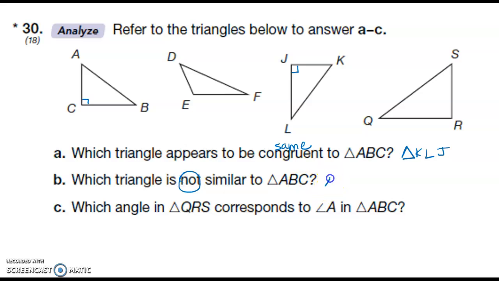Okay. Which triangle is not similar? It's going to be triangle DEF. Doesn't matter what order you put these in, it's not going to be similar. And then which angle in QRS corresponds to angle A in ABC? So A is right here. This is the shorter leg, and it's on the 90 degrees. So here's my 90 degrees. This is the shorter leg, and it's going to be S.